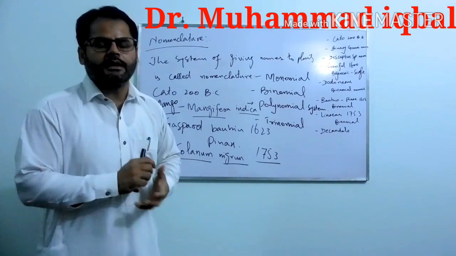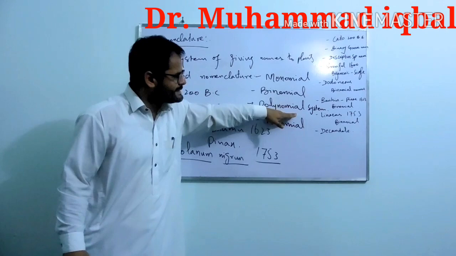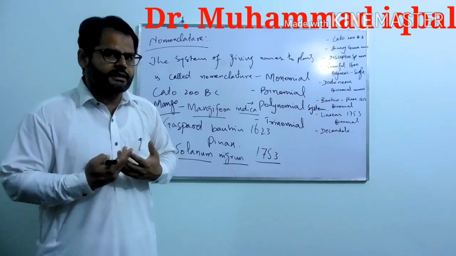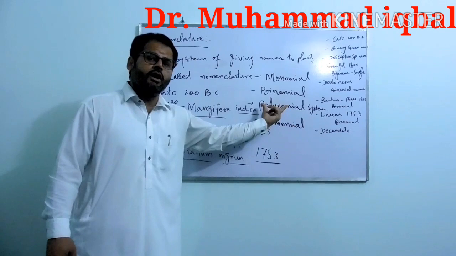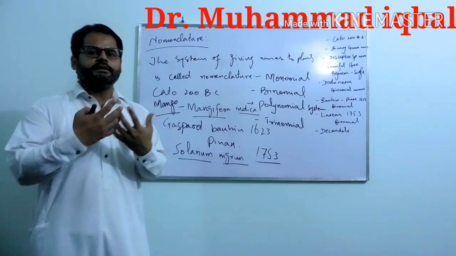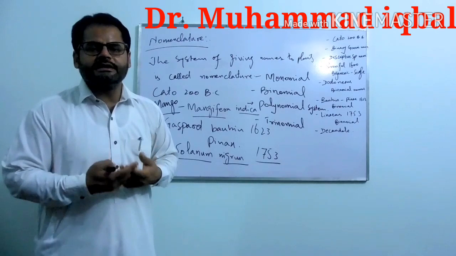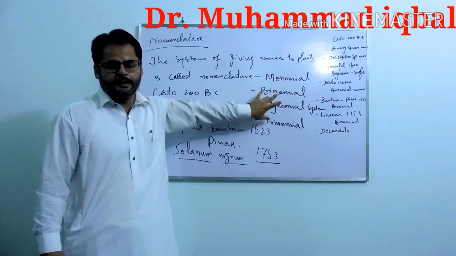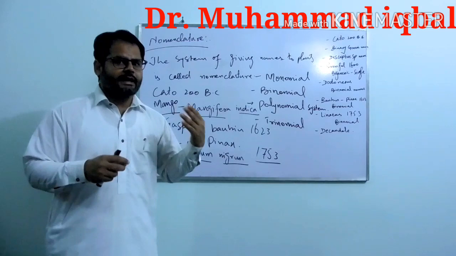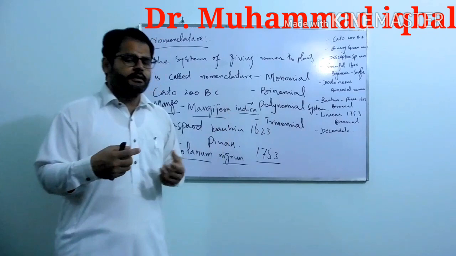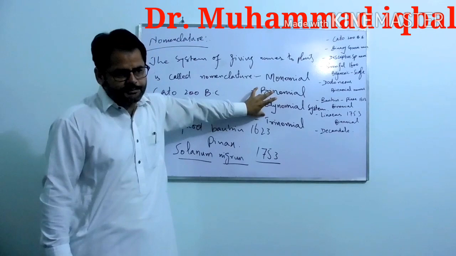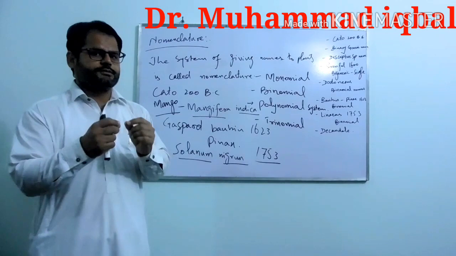Similarly, in the polynomial system, it is too difficult to give long names to plants. Long names make the knowledge difficult, because in the polynomial concept, even some of the plants were given names in the form of a sentence or a paragraph. So these names were basically descriptive names. The descriptive names were those that define the whole characters of the plant.